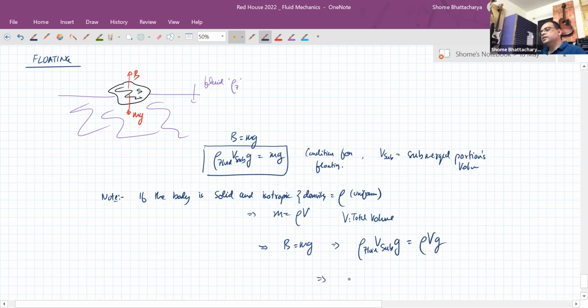So in that case, we get a special condition that the fraction of the volume submerged is nothing but the density of the material divided by the density of the fluid. But remember, this second equation is conditional. It is subject to this condition, that it is a solid isotropic body, so it has a uniform density. If it was anisotropic or it had some cavities inside or something, then this second equation will not be valid, whereas the first equation will always be valid, where m is of course the mass of the body.